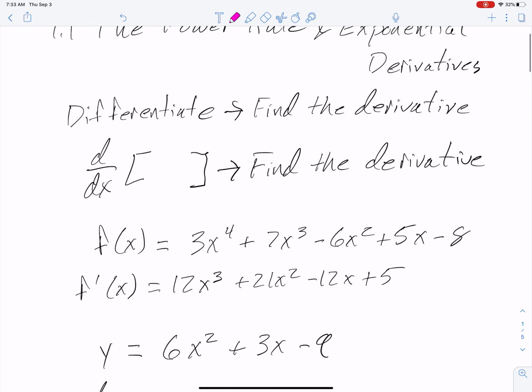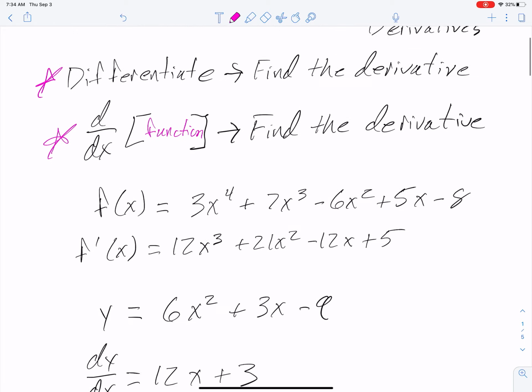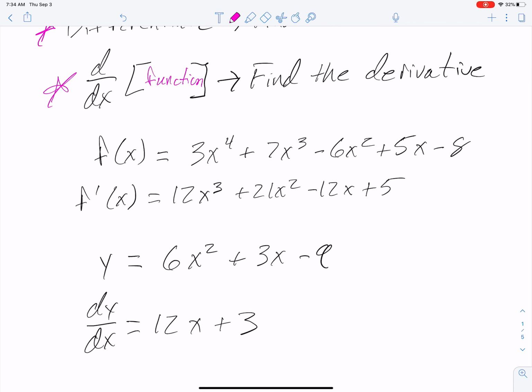So, one of the first things we want to take note of is that if we're being told to differentiate, we're just being asked to find the derivative. If we are given the notation d dx with a function inside a bracket or parentheses, they're just asking us to find the derivative. One good rule of thumb, and you'll see this in the work that I do and in the homework, is if the problem does not start with an equal sign, it does not end with an equal sign.